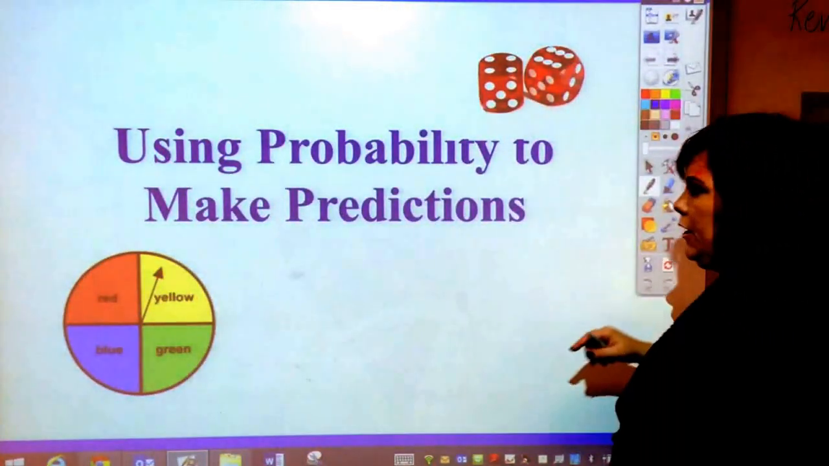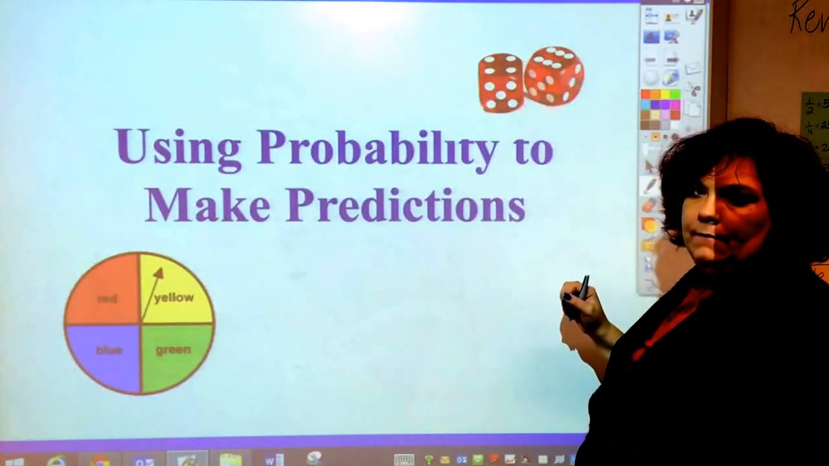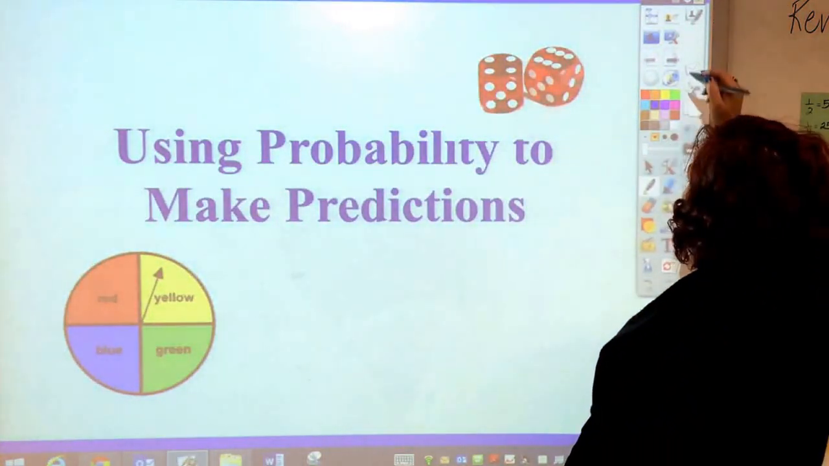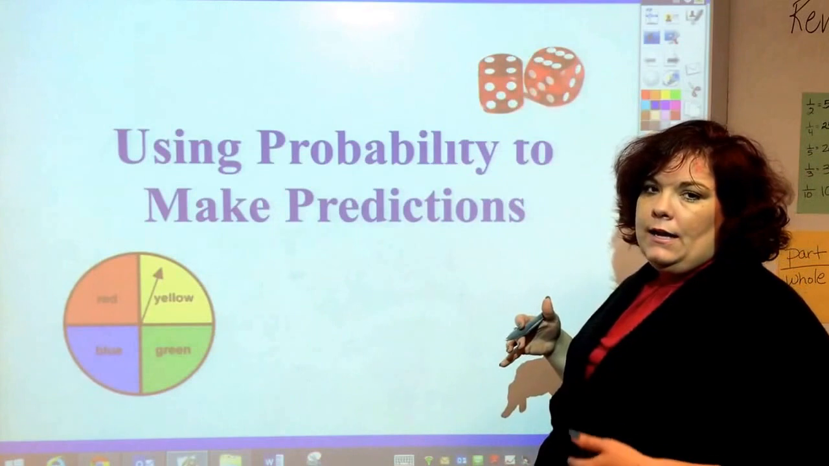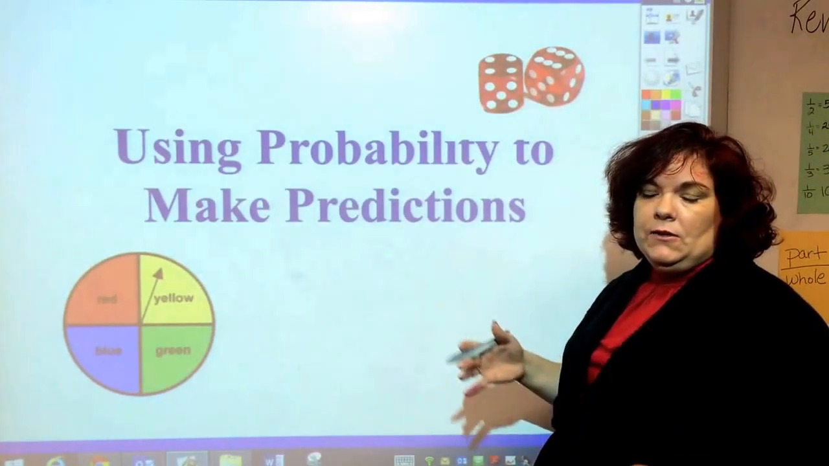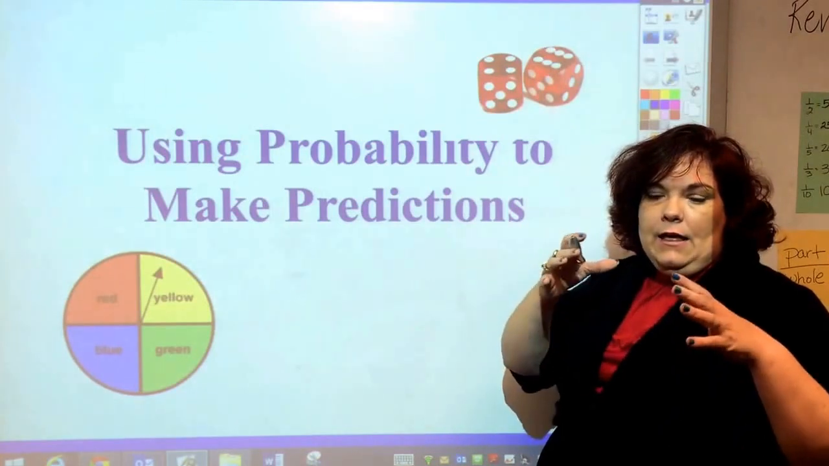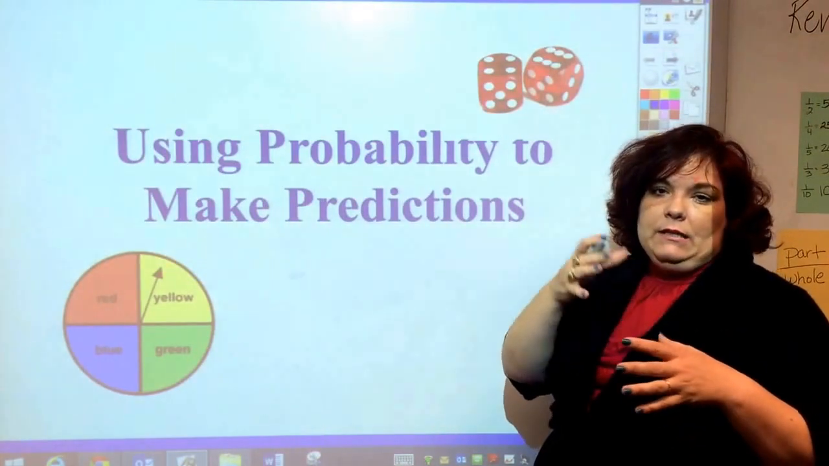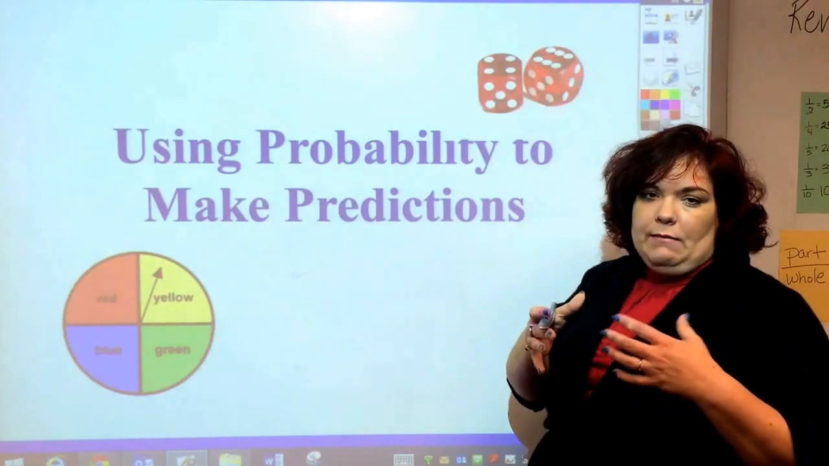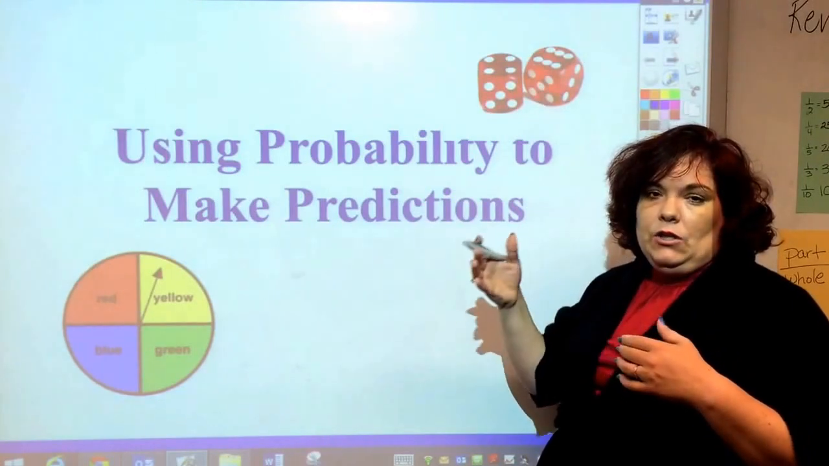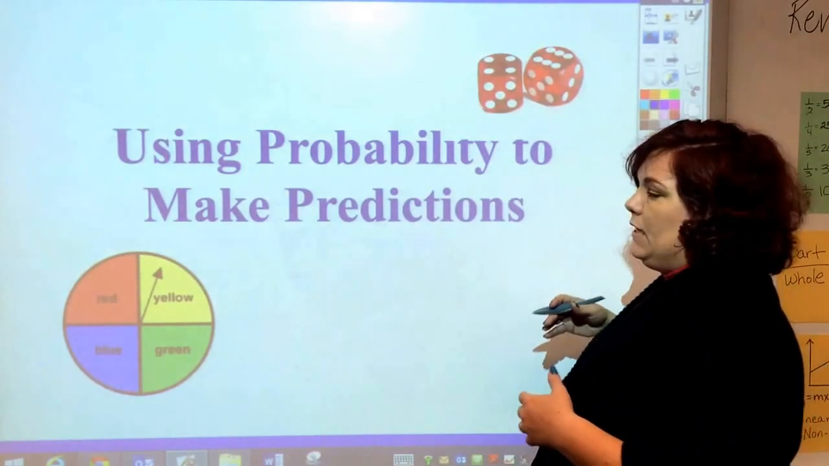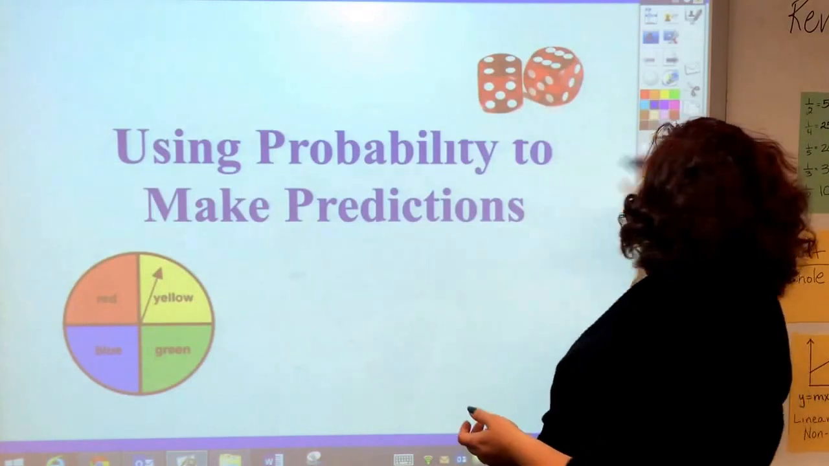Okay, so today we're going to use probability to make predictions. This is done a lot in doing a survey or polling people about what they like, and then taking the probability of someone selecting a certain type of ice cream and comparing it to a bigger population and predicting how much ice cream to buy.